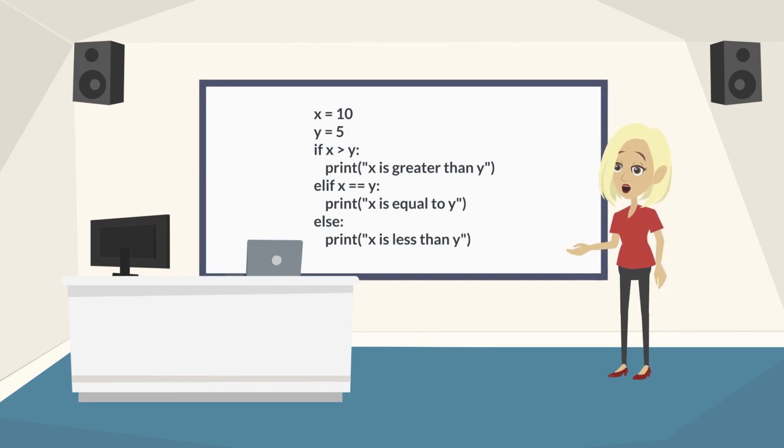We use the if statement to check if x is greater than y. If the condition is true, we'll display x is greater than y on the screen. If the condition is false, we move on to the elif statement to check if x is equal to y. If this condition is true, we'll display x is equal to y on the screen. If both conditions are false, we'll execute the else statement and display x is less than y on the screen.